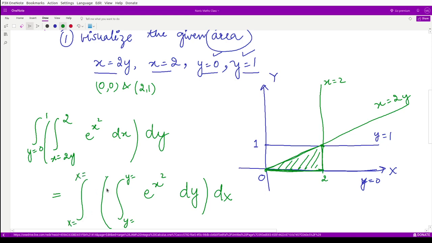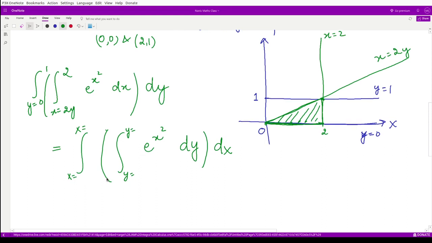Let us now determine what the limits of y are here. For that, we are to draw a vertical line here such that y has variable limits, because this vertical direction represents the changing value of y.